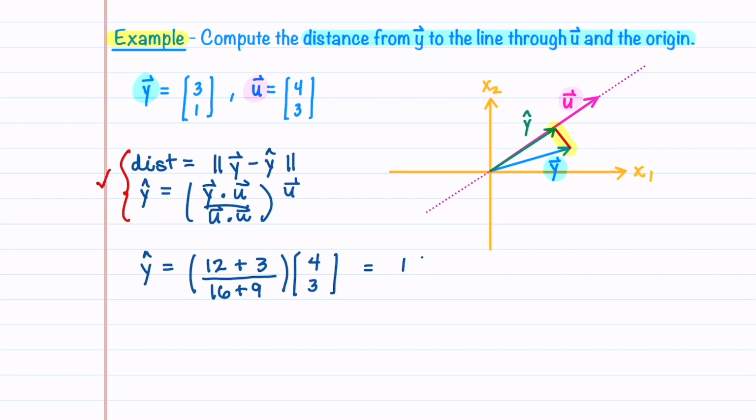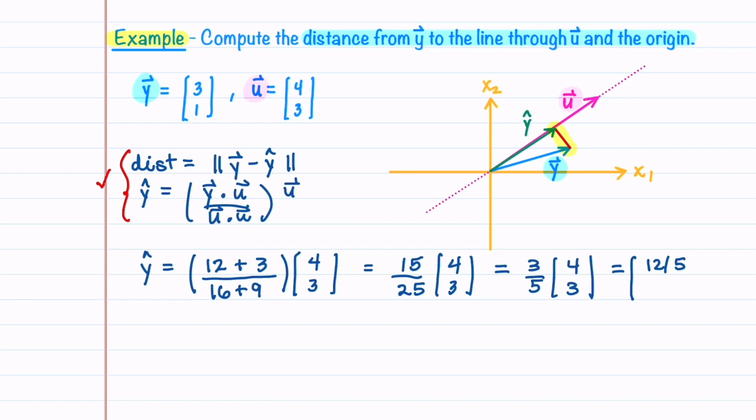Up top, we have a 15. And in the denominator, we have a 25. And we have our vector 4, 3. If we divide 15 and 25 both by 5, we get a 3/5 times our vector 4, 3. Our first component is then 12 divided by 5, and then our second component is 9 divided by 5. Let's label this as our first step.